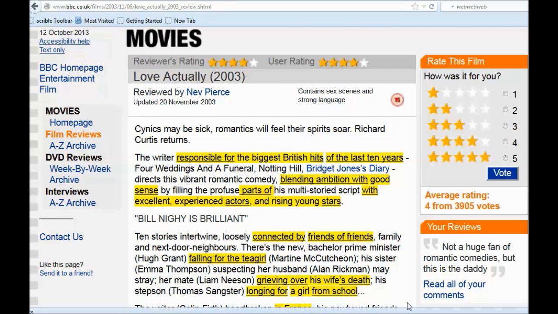Alright, then if we move along, we've got of the last 10 years. Then we've got the biggest British hits of the last 10 years. So when we're talking about the last 10 years, the preposition we use is of, the something of the last 10 years. You can have another preposition if you want to use 10 years as a time phrase. You can say, in the last 10 years, I have studied 3 languages. So in that example, it's in the last 10 years. That would be your preposition, in.